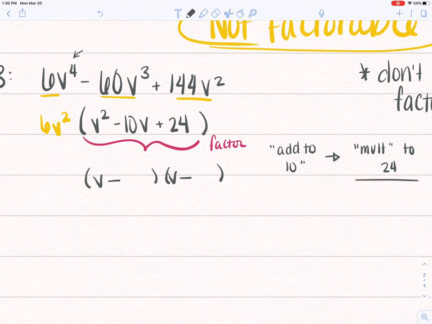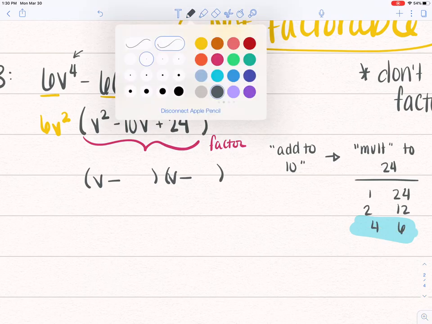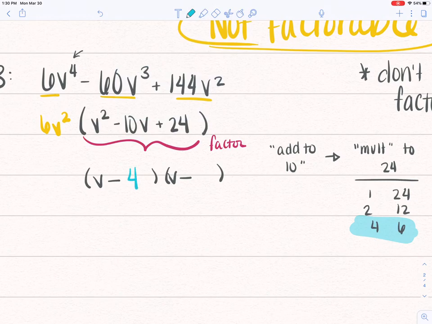Well, my factors of 24, 1 and 24, 2 and 12, 4 and 6. Well, which 2 of those will add to 10? Of course, that would be 6 and 4. And so I'm going to fill in 4 and 6. Again, order doesn't matter, so you could do v minus 6 and then times v minus 4. It'd still be all right.